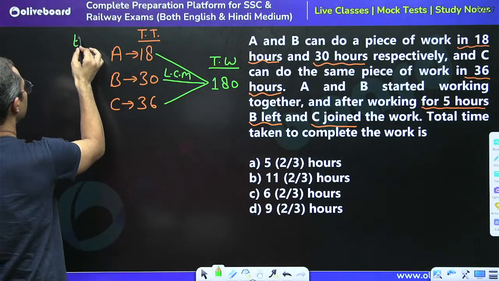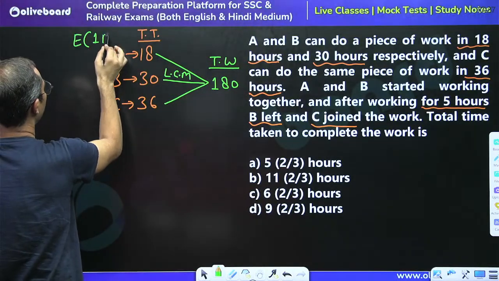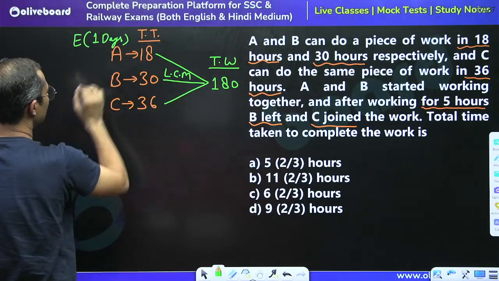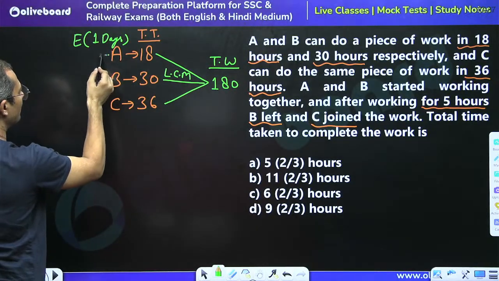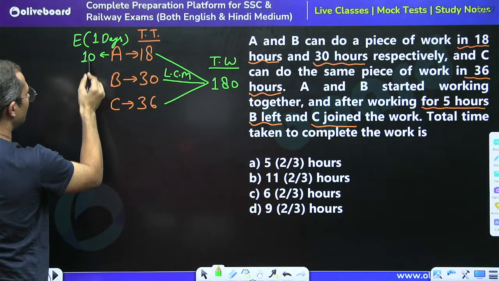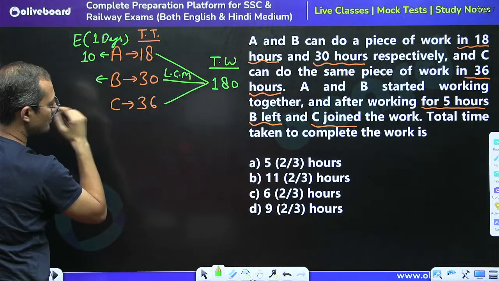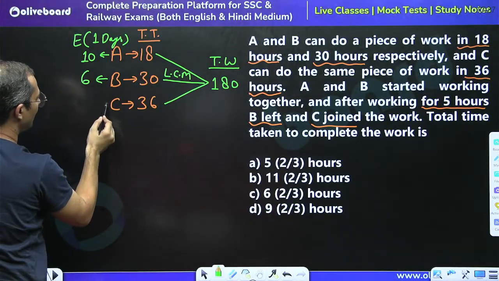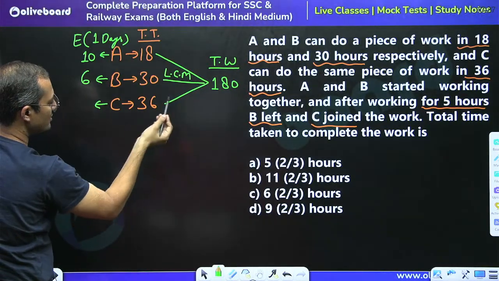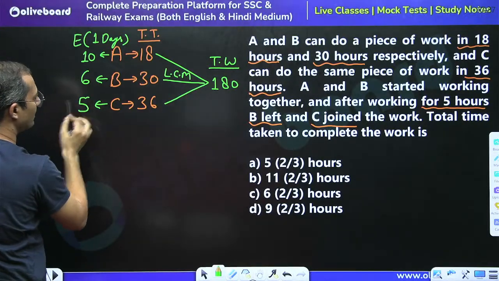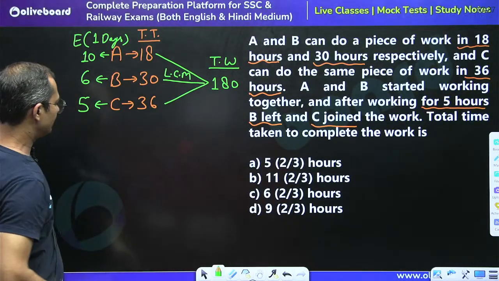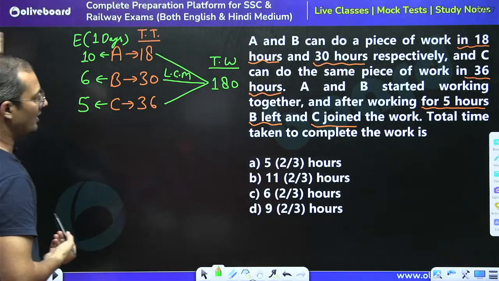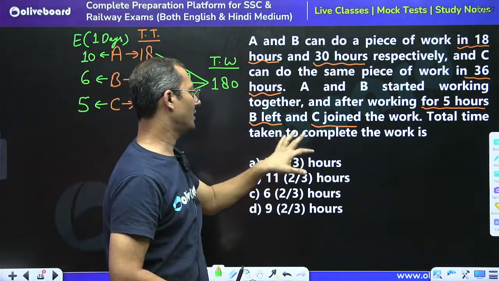So what is the efficiency? Efficiency is going to be 1 day work. Now tell me, what is the 1 day work? If A can complete 180 work in 18 days, then 1 day work is 10. And 1 day work of B is going to be 6, and 1 day work of C is going to be 5. Is this clear?